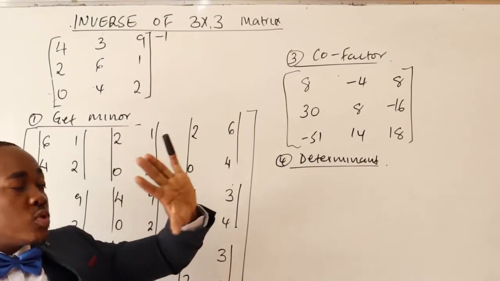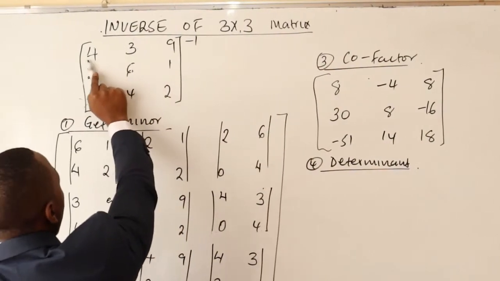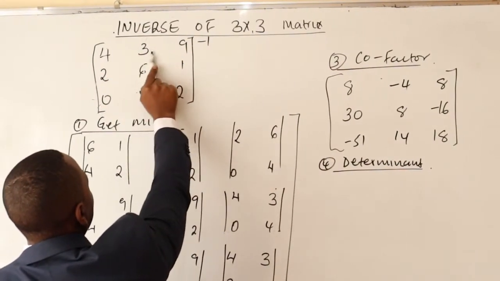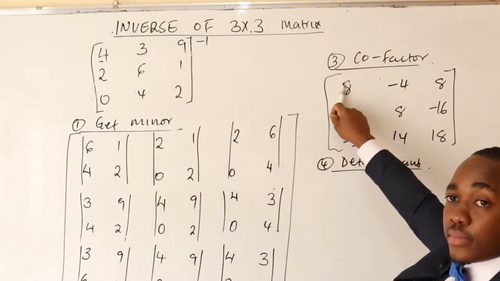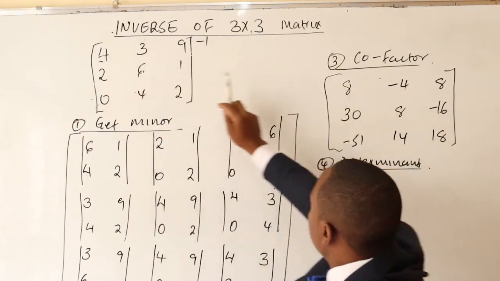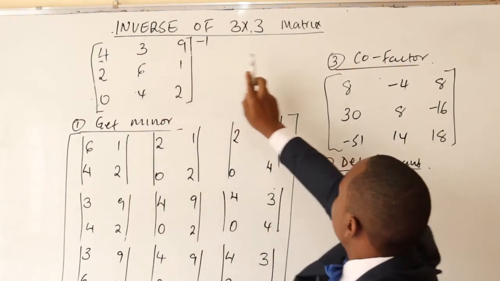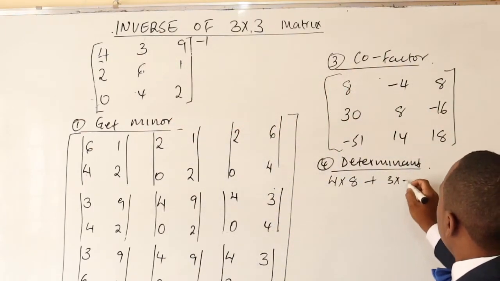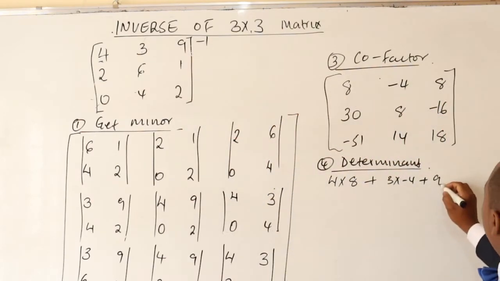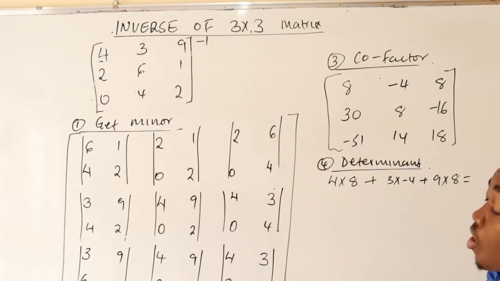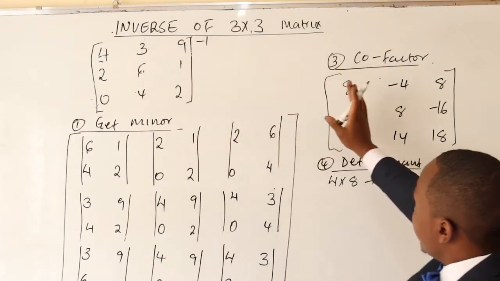So for example, if I want to use the first row, the original row we had is 4, 3, 9. I'll be taking 4 and multiplying by the first element, so it's 4 times 8, plus 3 times negative 4, plus 9 times 8. I'm saying that to get the determinant, you use the original matrix and the cofactor.